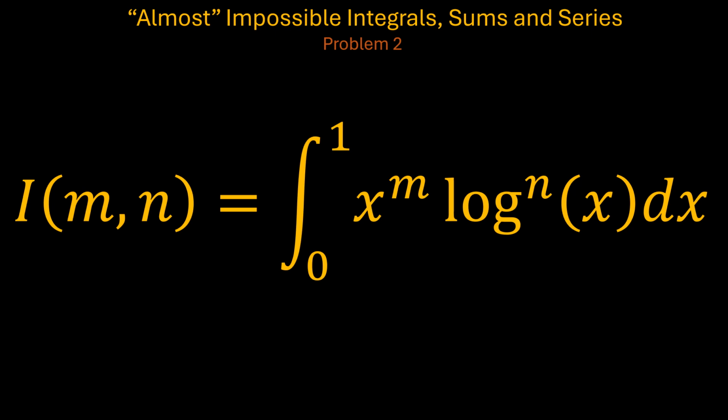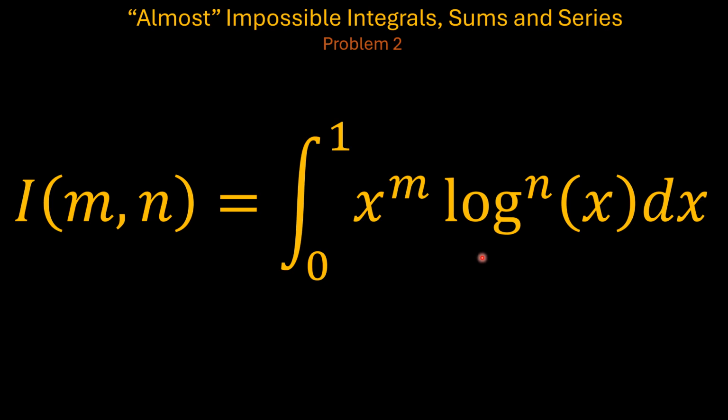So today we move on to problem number 2 of the series on the almost impossible integrals, sums, and series. Our problem today is the expression shown here, I of m and n being equal to the definite integral from x equals 0 to x equals 1 of x to the power m times natural logarithm of x to the power n. So let's see how we may be able to solve this.